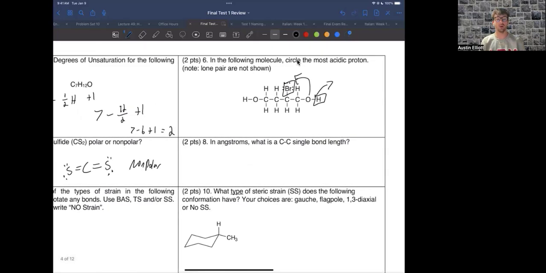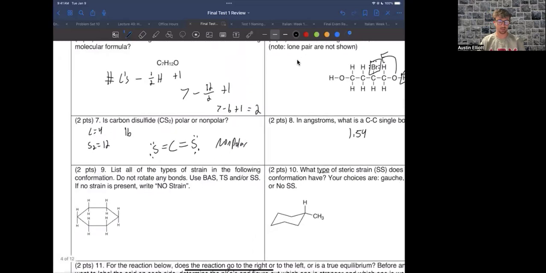Moving on to the carbon-carbon single bond length. So this is something we need to know, single, double, and triple. So the answer for this question is 1.54. Just knowing the double and the triple as well, I believe they're 1.3 and 1.2 respectively, will be helpful, just in case you get asked it.